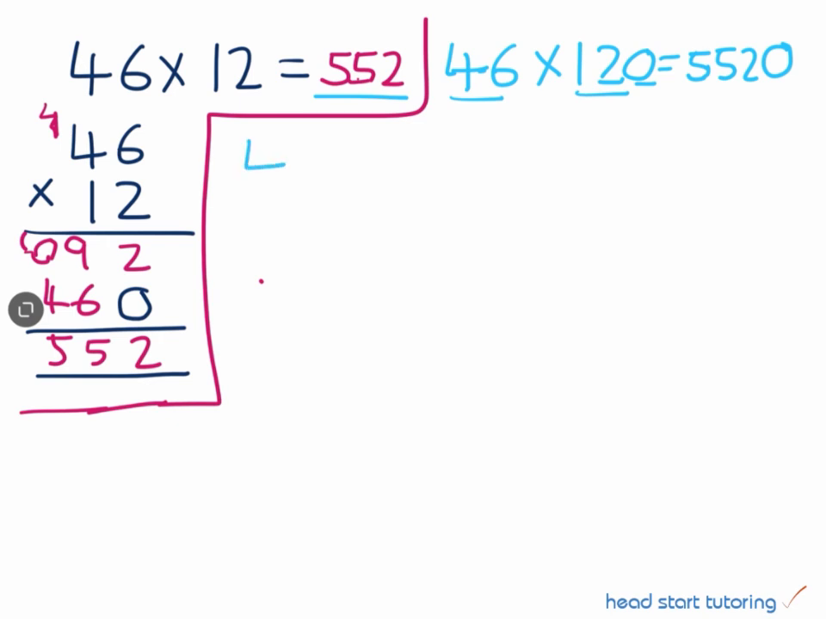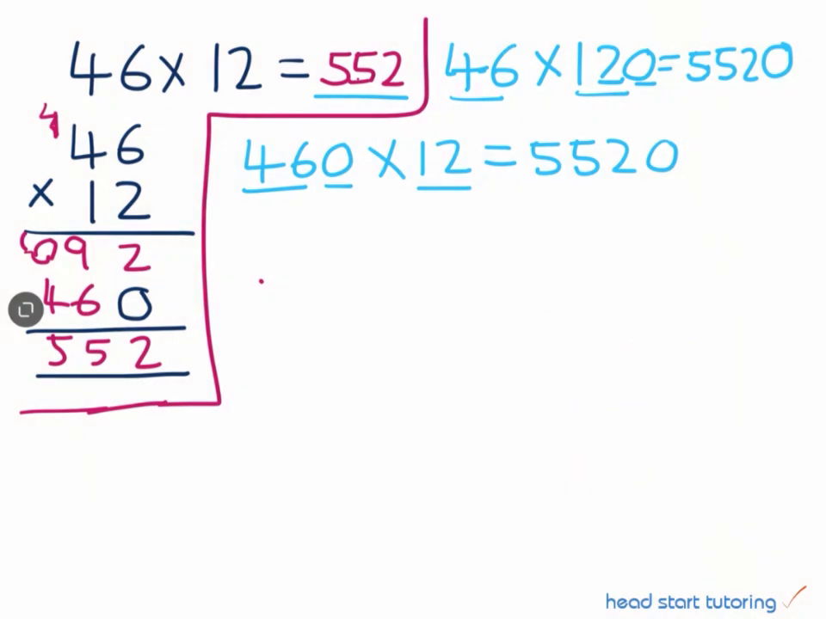Likewise, if we are working with 460 times by 12, we will get the same answer. We will get 46 times 12, which is equal to 552. And because 46 had been times by 10, we need to multiply our answer by 10 as well.